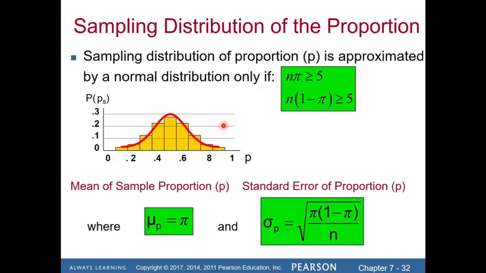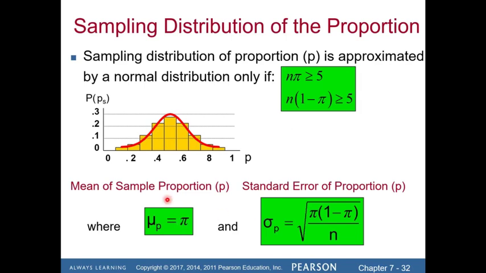So when you solve a problem in sampling distribution of proportion, you have to check the condition first. The condition is the sample size multiplied by the population proportion has to be at least 5. And the sample size times 1 minus population proportion has to be at least 5 as well. You can only solve a problem in sampling distribution of proportion once this condition is satisfied. Otherwise, you cannot proceed to solve this problem. So once this condition is satisfied, you can go ahead to solve this problem, and you will need two formulas.